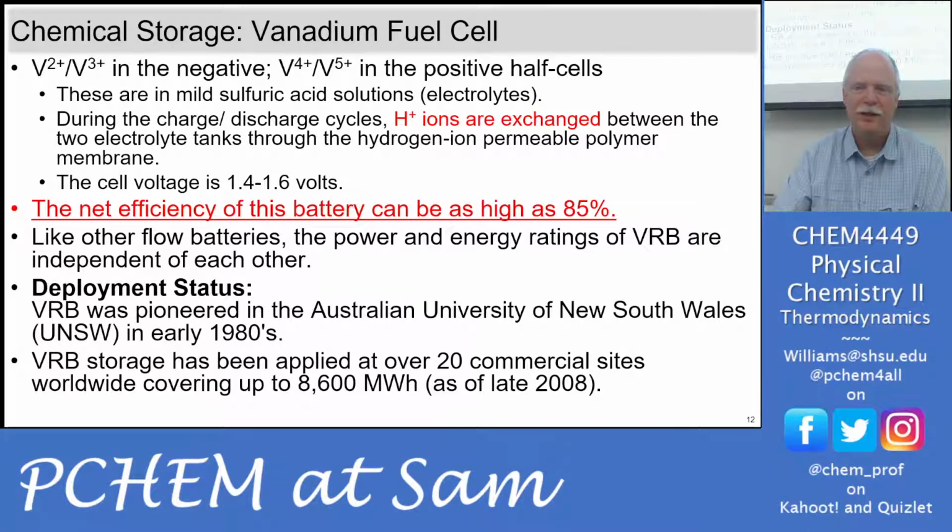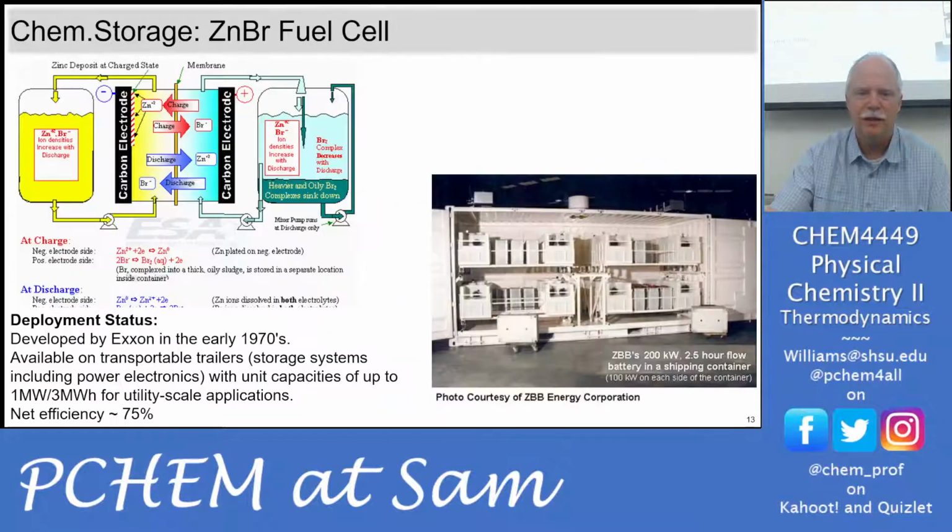This battery can be as high as 85%. So I just went through sort of a survey of all of the different kinds of flow cells I could find. This vanadium cell storage has been applied at several commercial sites. As of 2008, they had about 8,600 megawatt hours stored in those. So that's a pretty good flow cell at 85% efficiency.